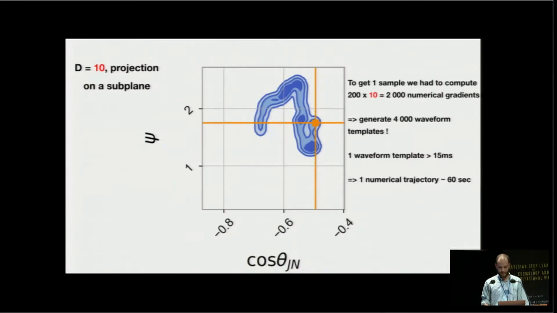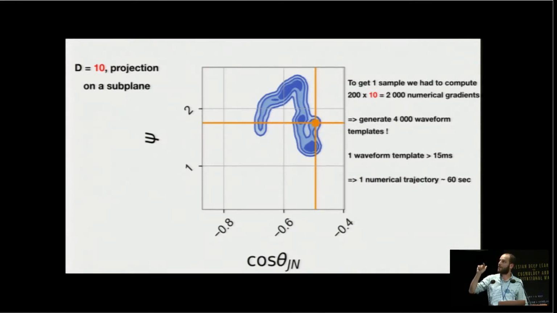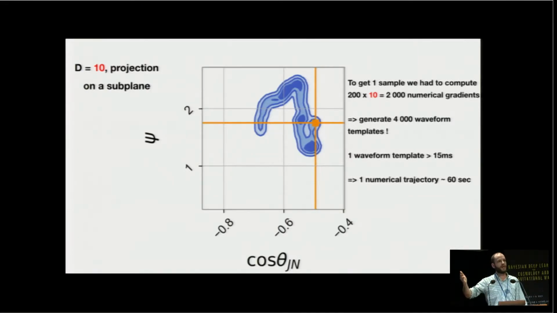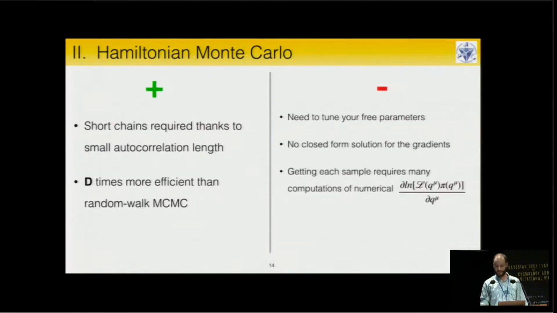So what you have to realize is just to get this sample, I had to compute 200, the number of steps, times 10, the number of parameters. So 2,000 numerical gradients. That means if I use central differencing, 4,000 waveforms to generate. And for 170817, one waveform generation is at least 15 milliseconds. So it means one numerical trajectory is going to be about a minute. So it's really a long time just to propose a new sample. So that's the main bottleneck of the HMC.